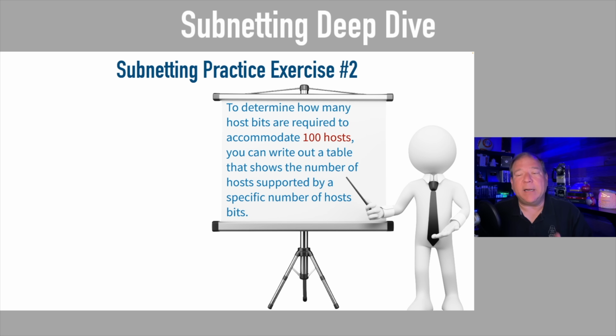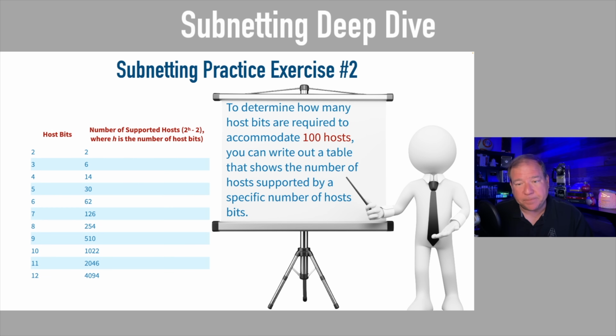Again, we've got to support 100 hosts. Let's make our table, this time using the formula for hosts. It's 2 to the power of h minus 2. h is not the number of borrowed bits. h is the number of host bits. 2 to the power of 2 is 4, but we have to subtract 2 from that because we cannot use the network address. We cannot use the directed broadcast address.